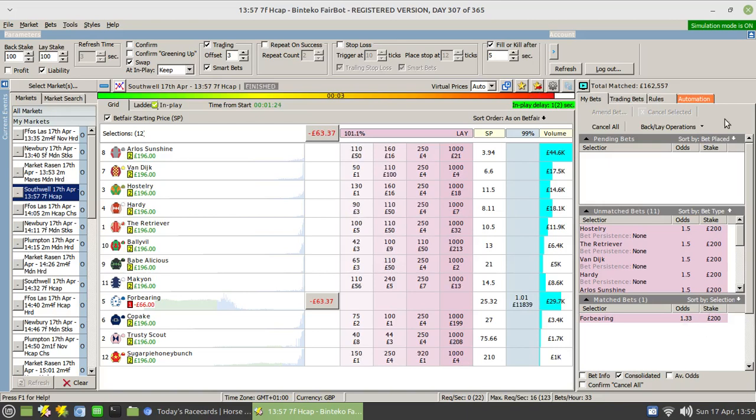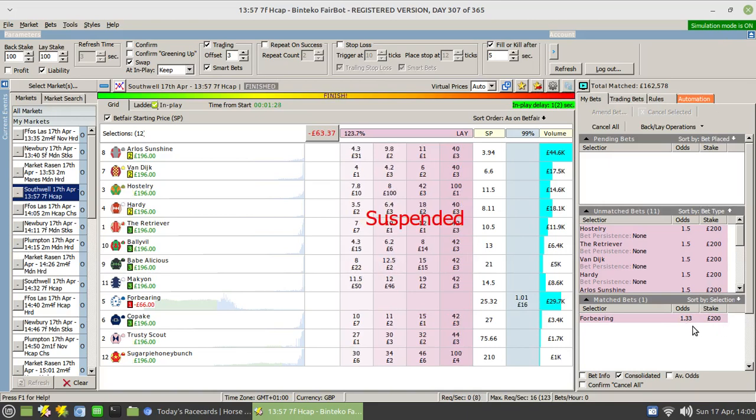So that's the drawback with working in simulation mode. It has to estimate whether all your stake would have been taken at particular odds. So just keep that in mind. But in terms of the principle behind the whole thing, it is sound. So, but you still need to test it in real mode.